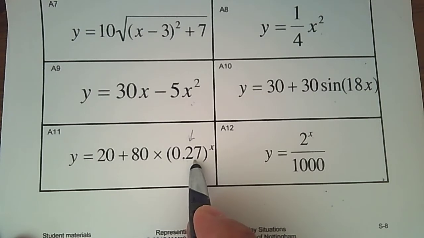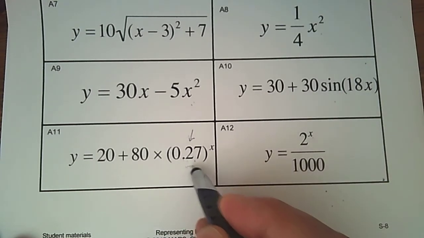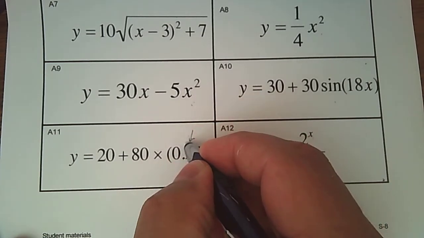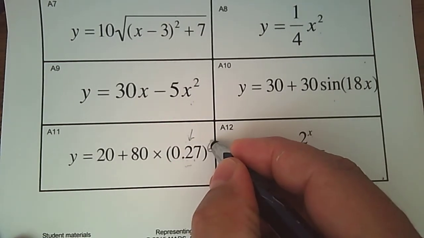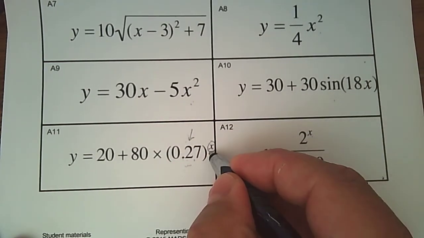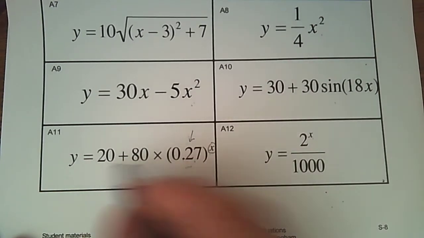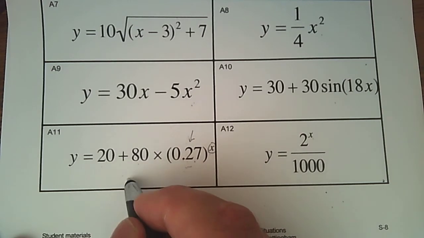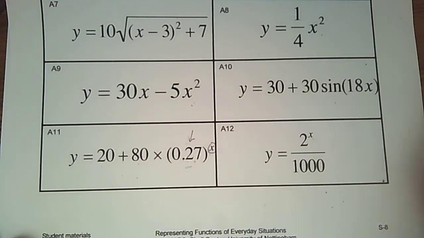0.27 is less than 1. When the base is smaller than 1 to the exponent x, this is going to be decreasing over time. Now, when I plug in 0 for x, anything to the exponent 0 is 1. So 20 plus 80 is what I'm left with. So it starts with a temperature of 100, which is the temperature that water boils at. All of that seems to put together that that's the equation we're looking at.